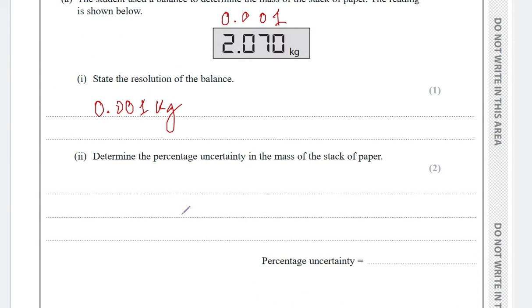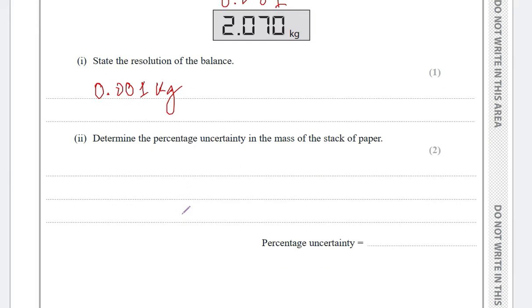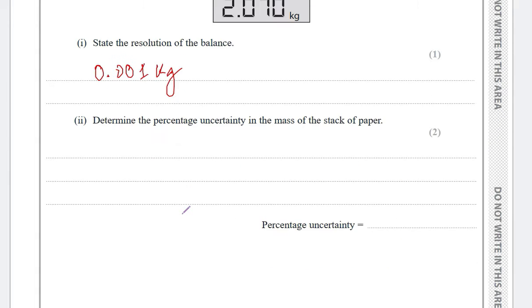The next part of the question says, determine the percentage uncertainty in the mass of the stack of paper. So I hope by this time you already know that there are two ways of finding out the percentage uncertainty. One is using the resolution of a single measurement, and the other one would be a set of readings. For this specific question, you do not have a set of readings. All you have is just one single reading. And when it comes to one single reading, the uncertainty is given by resolution divided by 2.